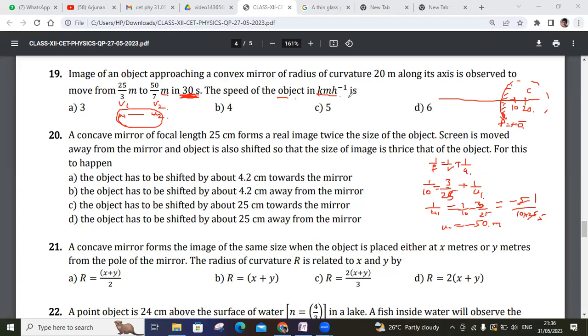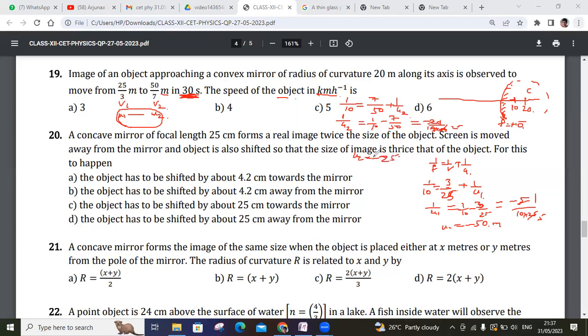Then u2, if you do similarly, what will you get? 1 by 10 is equal to 1 by v, which is 1 by 50, plus 1 by u2. So 1 by u2 is equal to 1 by 10 minus 7 by 50, which is 50 minus 70 over 10 into 50, minus 20 by 10 into 50. So u2 is equal to minus 25.